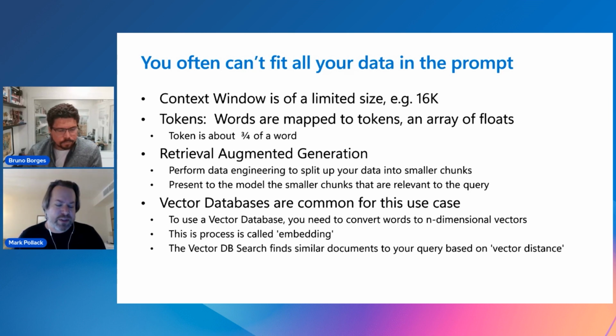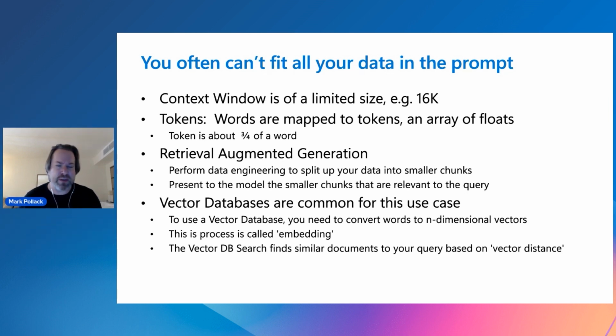So really what you do is you have a lot more than 16K tokens of data. You have to chop up your data into smaller chunks and present these smaller chunks to the model. And this is typically what a vector database is used for. It has a process called embedding. So it converts words to vectors, and then you search.